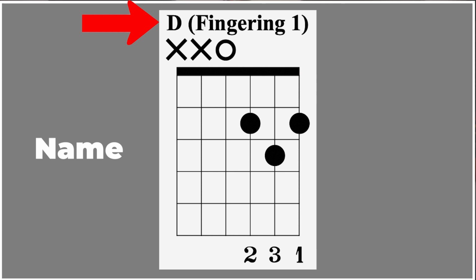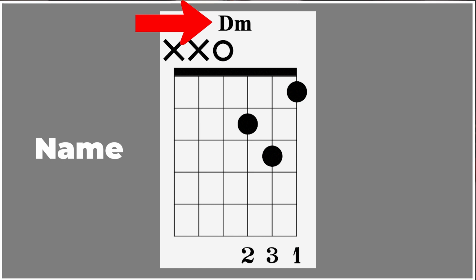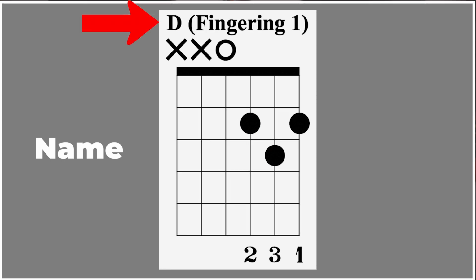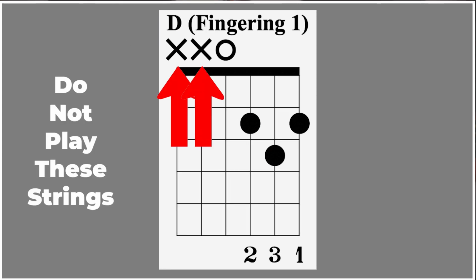Let's look at one more example, the D major chord. Looking at the top of the chord chart, you can see that it's a D major chord because of the capital letter D. If there was a small m after the letter D, that would make it a D minor chord, like this.